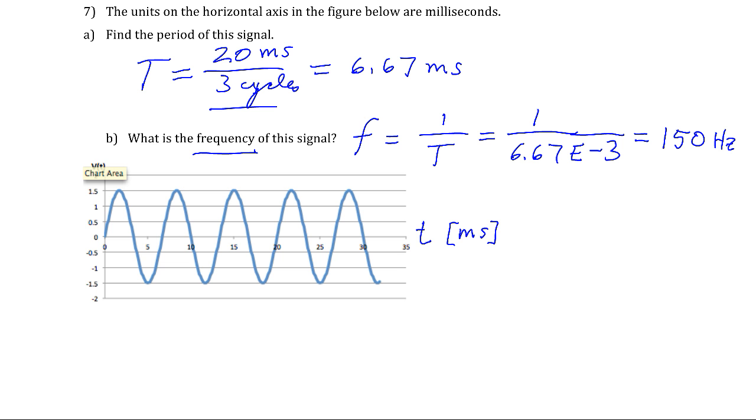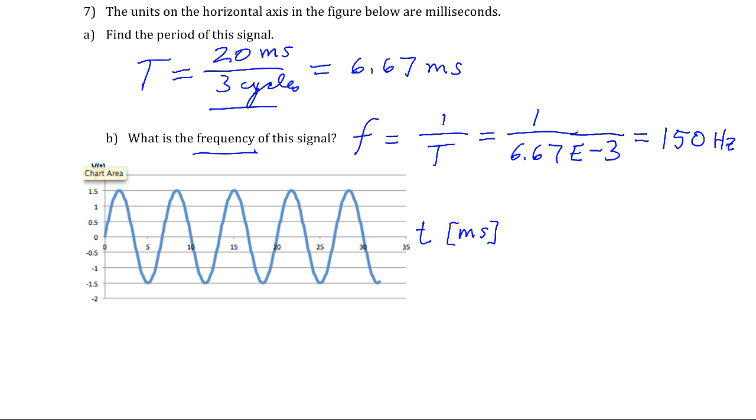Alternatively, you can say the frequency is 1 over the period, which is the inverse of this quantity, which is 3/20, which is 0.15, and with a milli in the denominator, it becomes a kilo in the numerator, and so 0.15 times 10 to the third gives me 150 hertz is another way of looking at it.